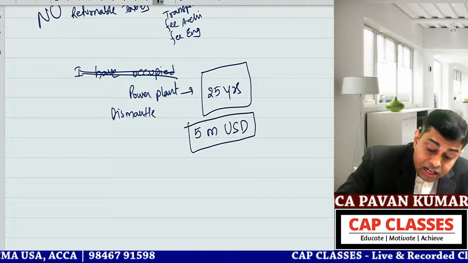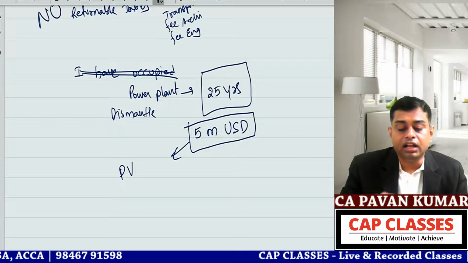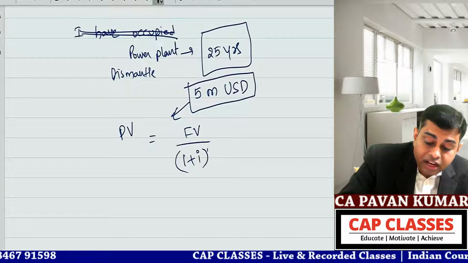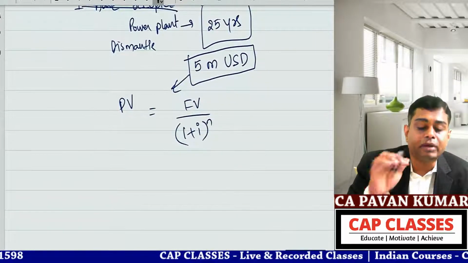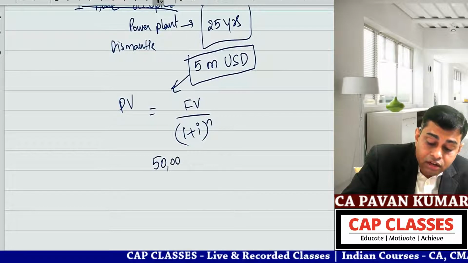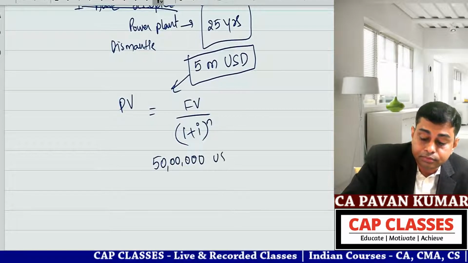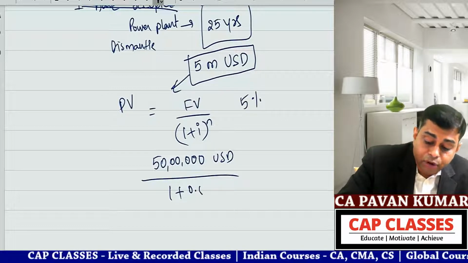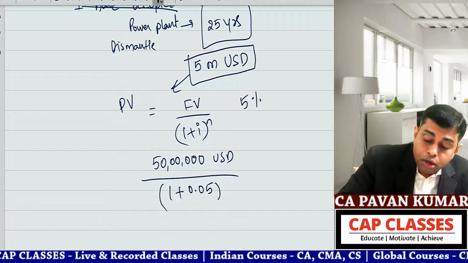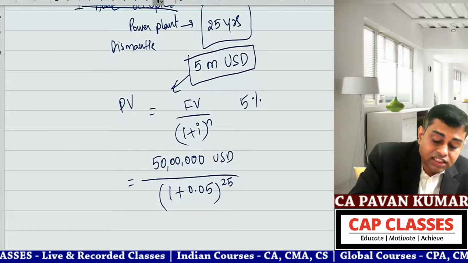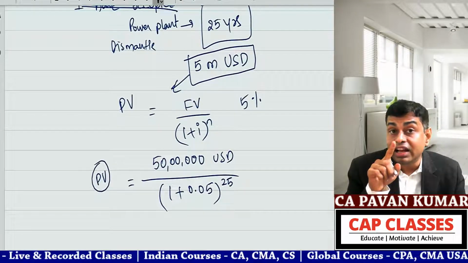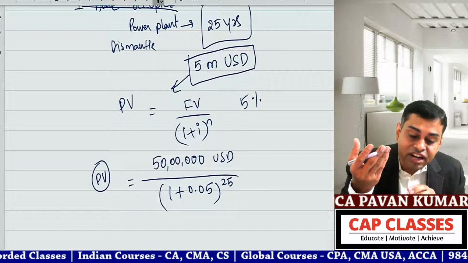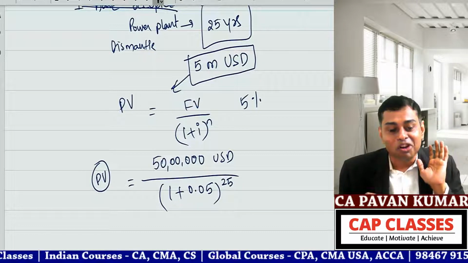So the present value is to be calculated. How do we calculate present value? Present value is equal to future value divided by 1 plus interest whole power n. Assuming that interest is 5%, you have to take $5 million divided by 1 plus 0.05, I am assuming 5% interest rate, whole power 25. When you calculate this, it is called present value. So you have to calculate present value of the liability after 25 years, because though I incur this cost after 25 years, today I have to record this in my books now.